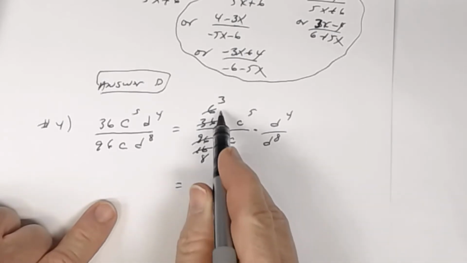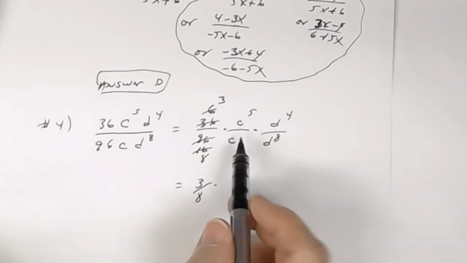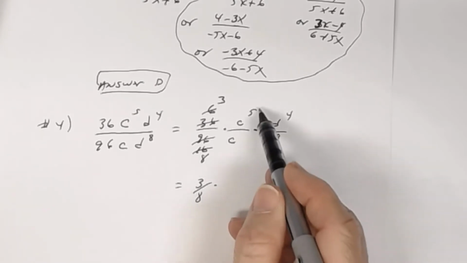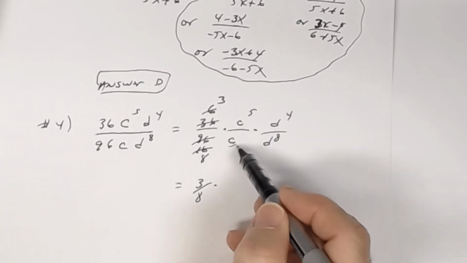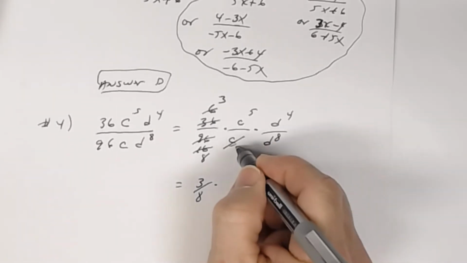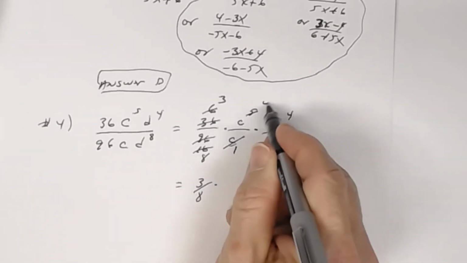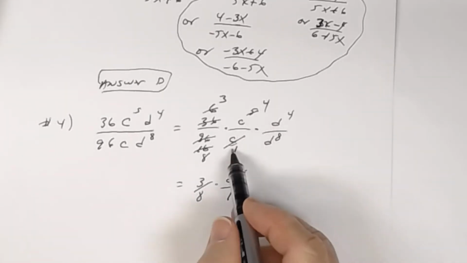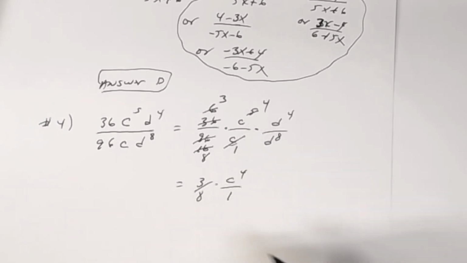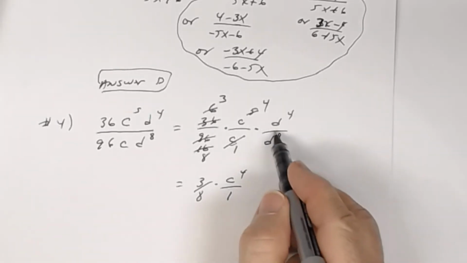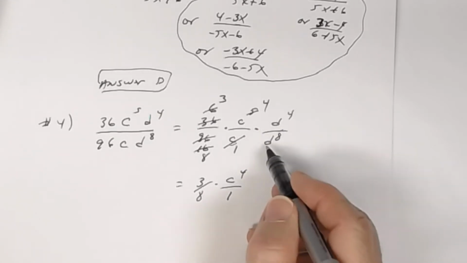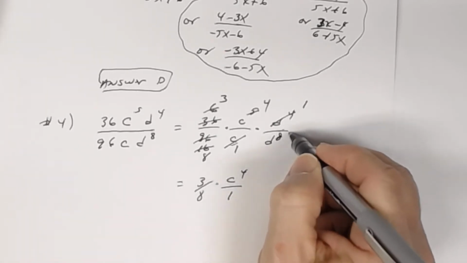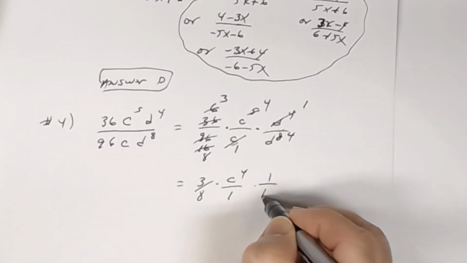So far I have 3/8 times, and now let's think about the rest. I have 5 factors of c in the numerator and 1 factor of c in the denominator. So I can reduce one of them against the one in the denominator, and I'm left with 4. So c to the 5th divided by c means the same thing as c to the 4th divided by 1. Now over here, I have 4 factors of d in the numerator and 8 in the denominator. So all of these will divide into 4 of these, and I'm left with 4. So this is 1 divided by d to the 4th.